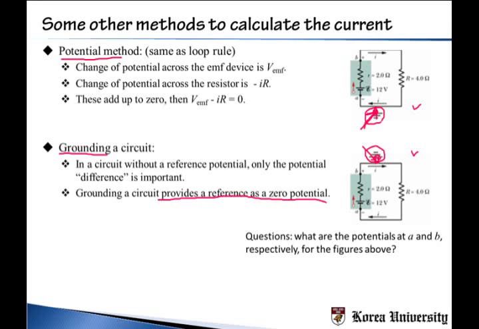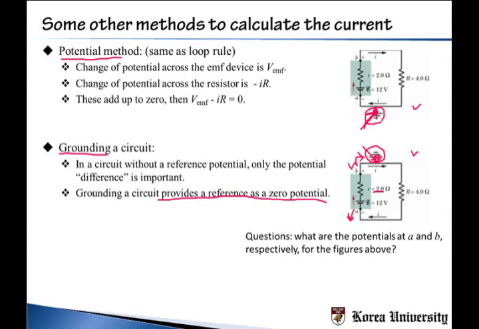Okay, so as an example, let's try to calculate the electric potential at A and B in this case. And here, even before trying any calculation, you can immediately tell the electric potential at B, which is 0, because it is directly connected to the grounding, which is 0. Okay, and then how about electric potential at A? So let's try to quickly calculate it.